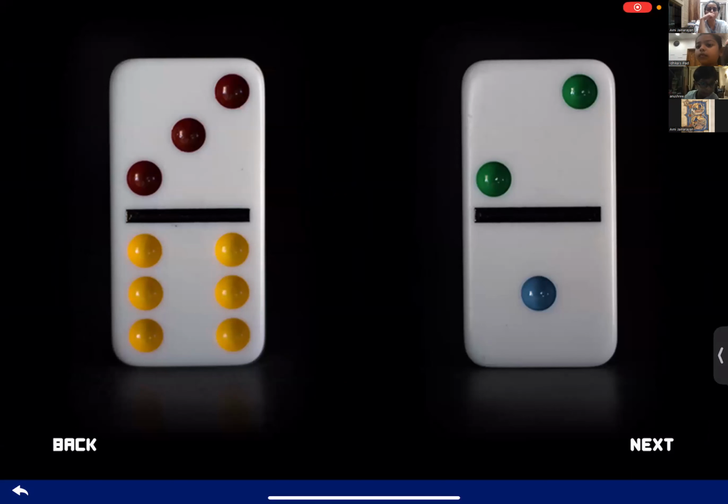What would be the total number here? Number 9. Of dots here? 11. Very good. Type it in the chat box. Everybody, let's do this quick. Yes, Shakshi? 11.